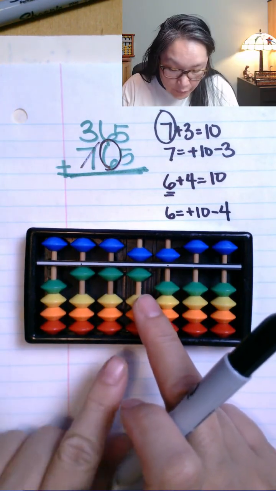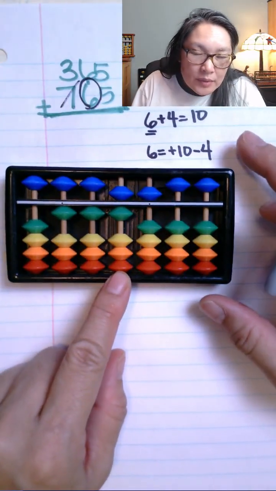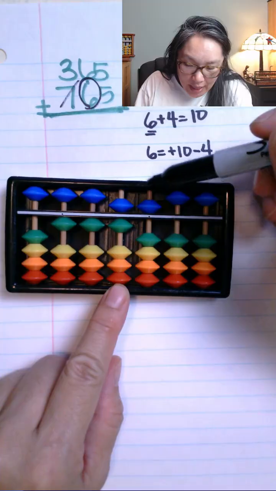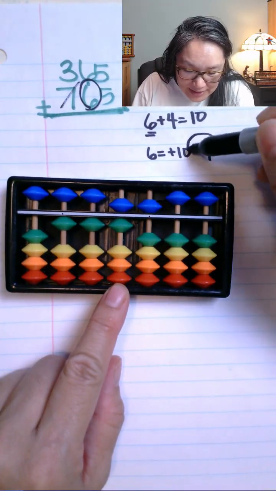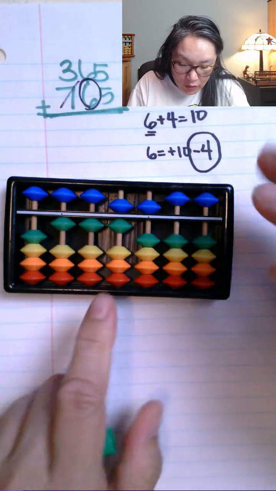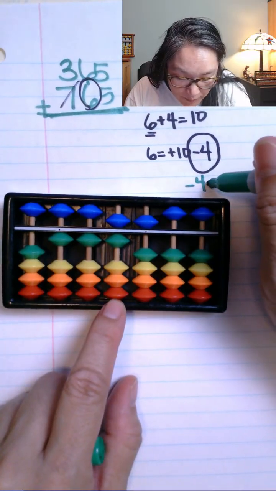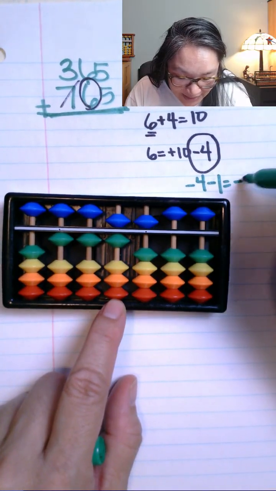There's not enough beads to take away the 4. We know a concept, right? We know a concept how to utilize the 5. But this time it's minus the 4. To minus the 4, looking at it, it's minus 4 minus 1 equals to minus 5.